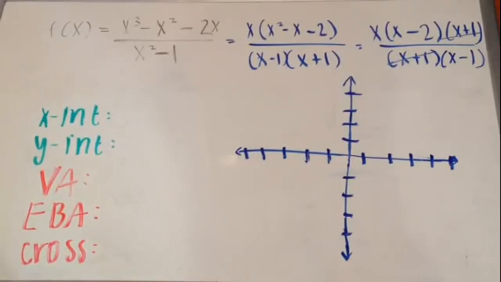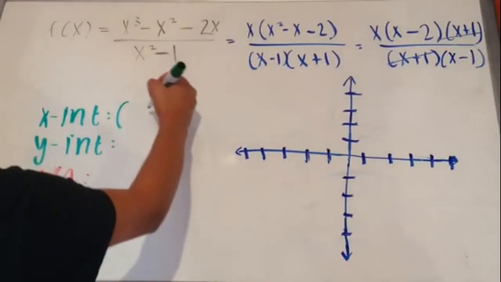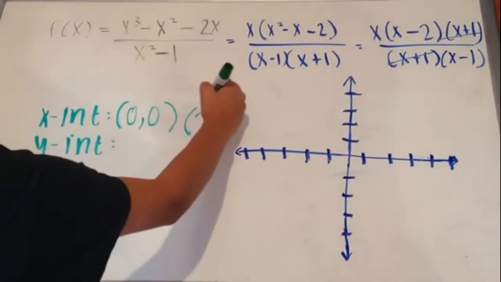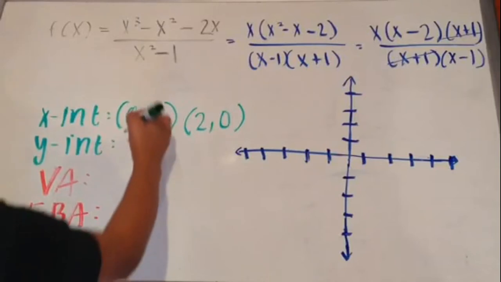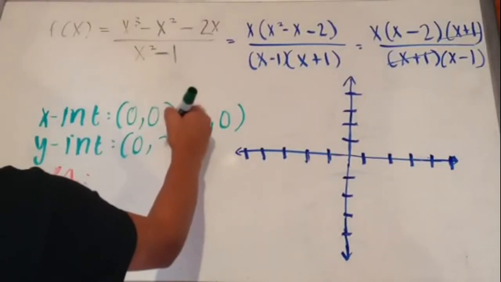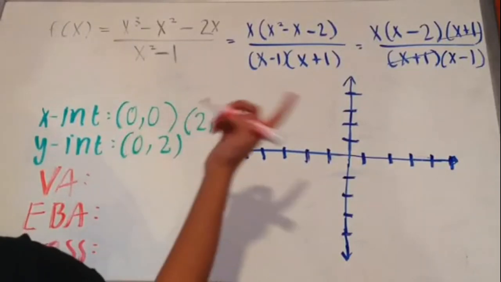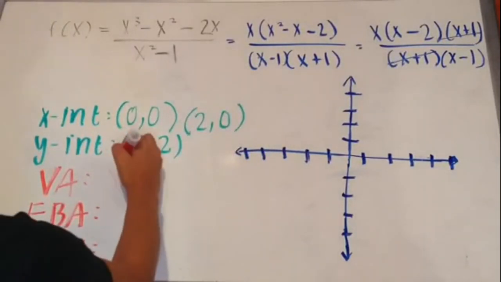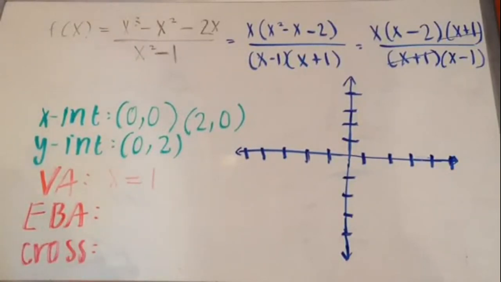To find the x-intercept, we set the function equal to 0. And then we get 0, 0, and 2, 0 as our x-intercepts. To find the y-intercept, we substitute in 0 as x, and we solve. Then we get 0, 2 as our y-intercept. To solve for the vertical asymptote, we set the denominator, which is x minus 1, equal to 0, and we're left with x equals 1 as our vertical asymptote.